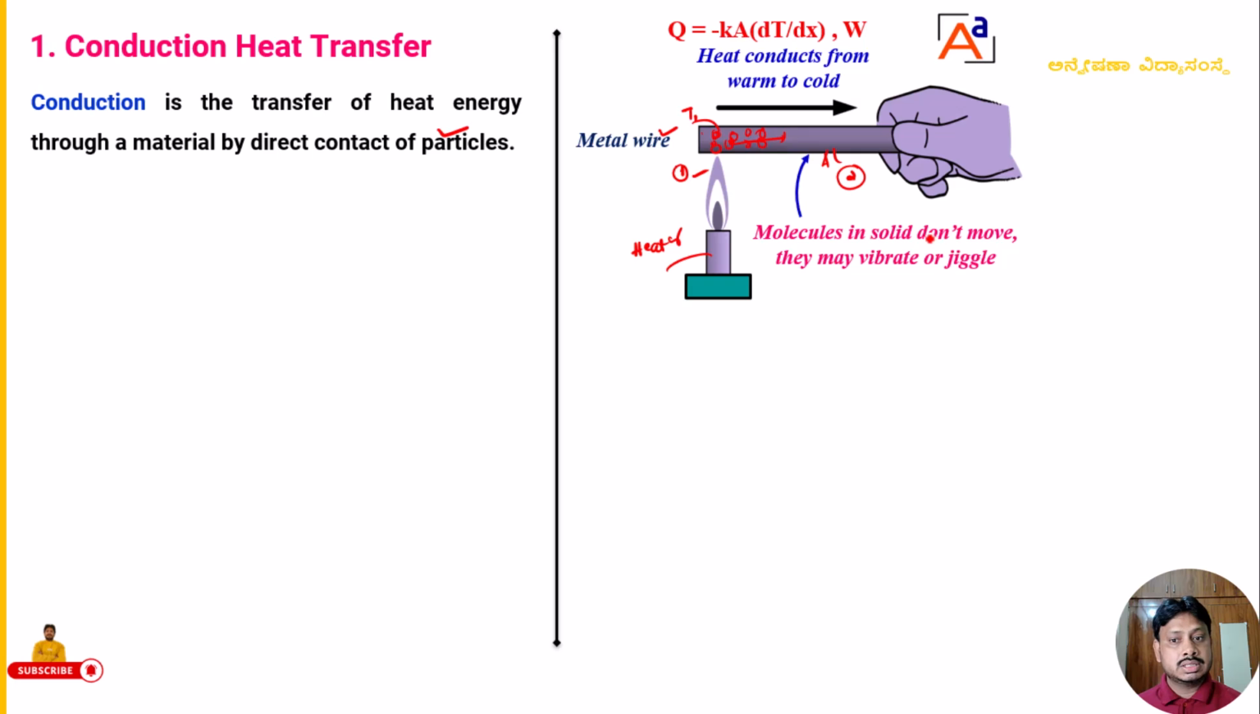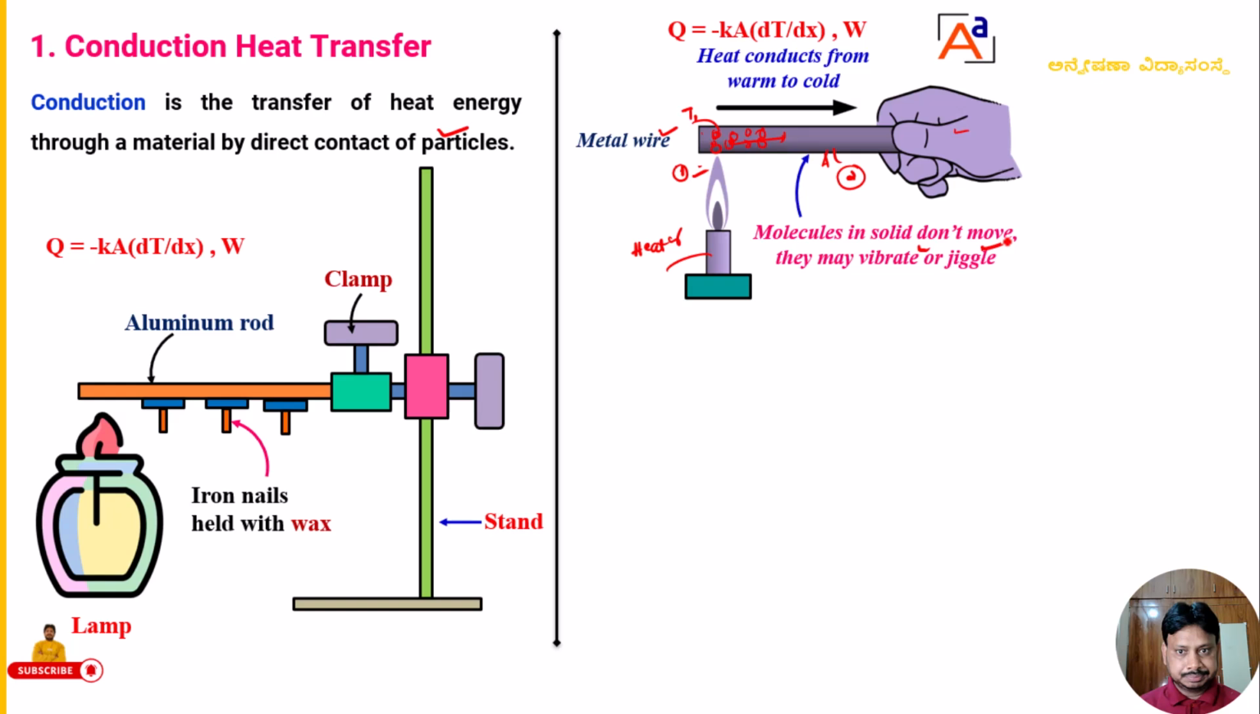Those molecules are going to transfer heat from one part of the system to another part of the system, or from one system to another system, where the molecules will not move, but they may vibrate or jiggle. If the heat transfer takes place in that fashion, we are going to call it conduction heat transfer. How can we see that, dear students?